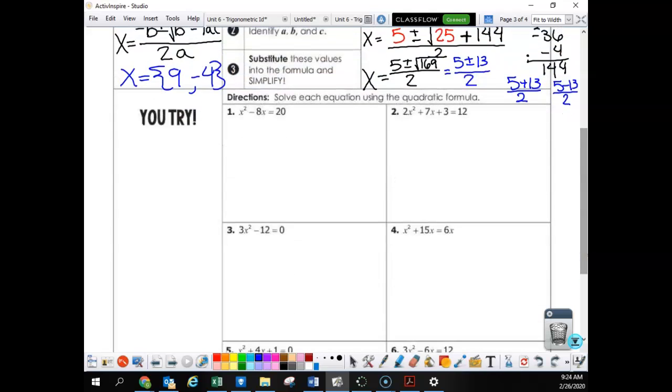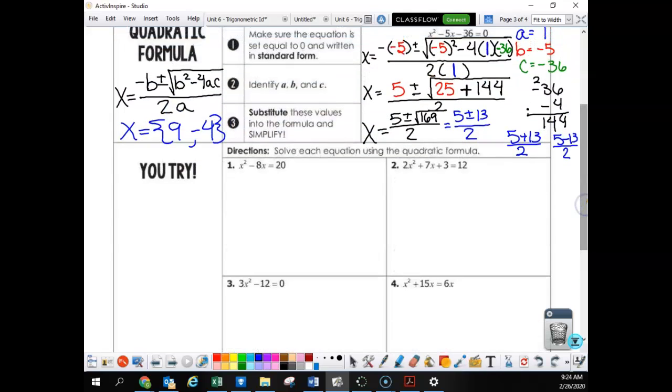Questions? Any questions? I split that plus or minus into the two cases. 5 plus 13 and then the 5 minus 13. So 5 plus 13 is 18. 18 divided by 2 is 9. And then this one was 5 minus, so this one turned into 18 over 2 and then negative 8 over 2. And that's how you get 9 and negative 4. Okay?